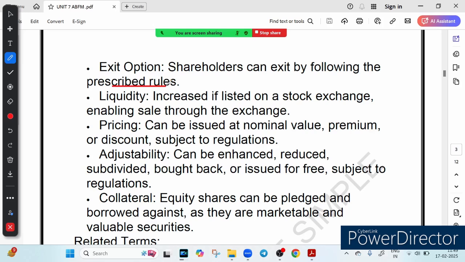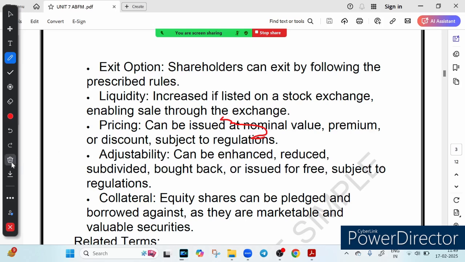Now let's talk about market value and pricing, that is liquidity and pricing. So friends, shares can be issued at their original price, right? So shares can be issued at their nominal value, or we can call it the original price, at a higher price, or even at a discount based on the regulation. So regulation decides the pricing. The pricing of shares is decided by the regulation.